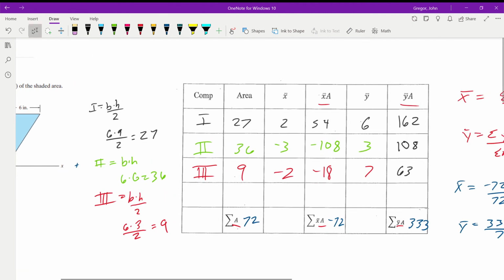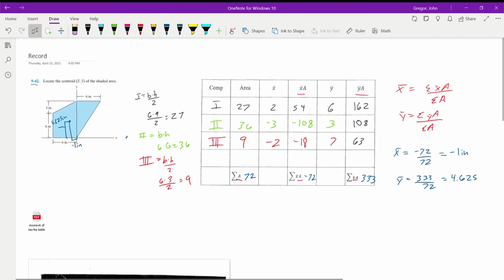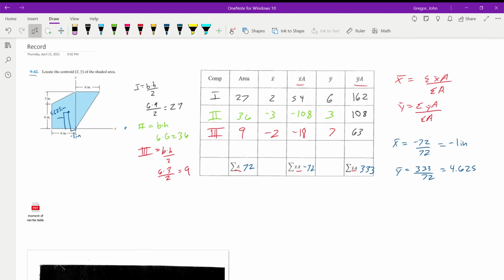Pretty simple in a way, but doing this table is very helpful. It keeps you organized, and it keeps your thoughts and everything organized. I would definitely use this table for every problem like this. You can do 5 components, or as many components as you need.